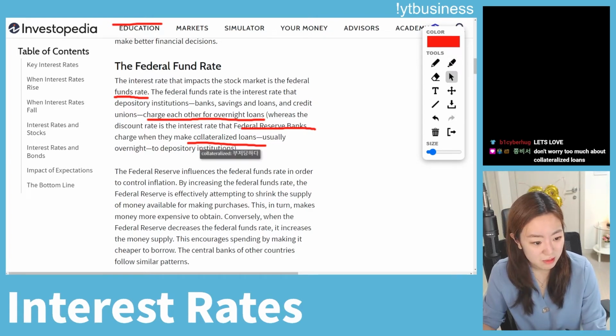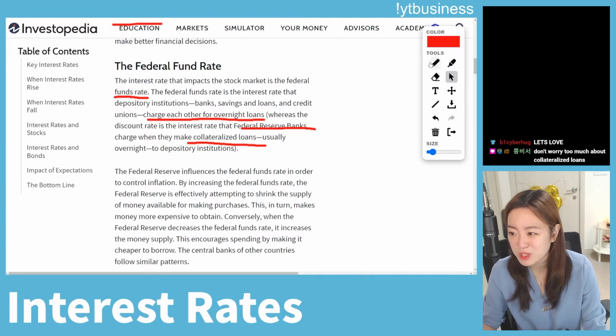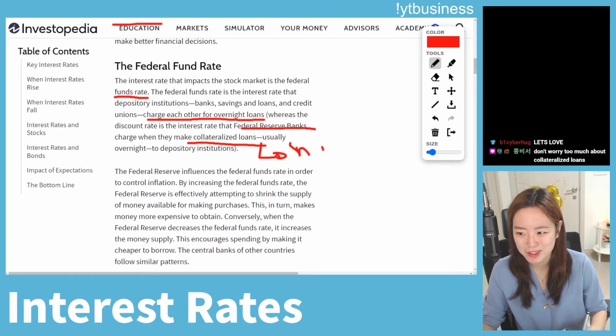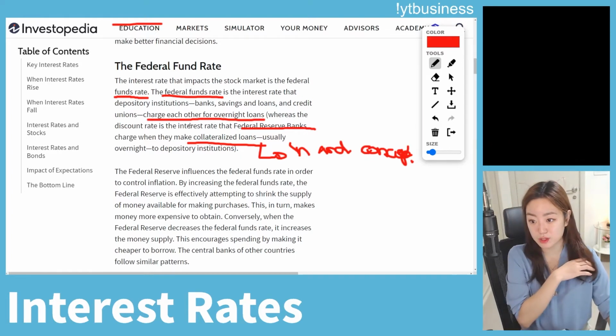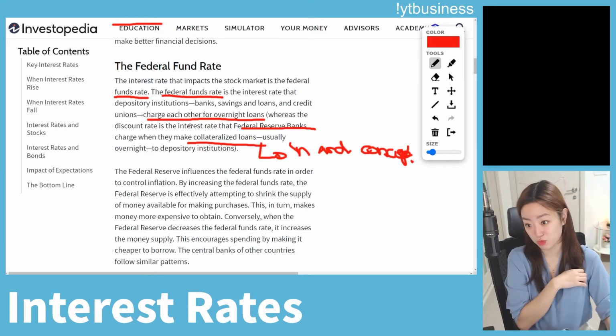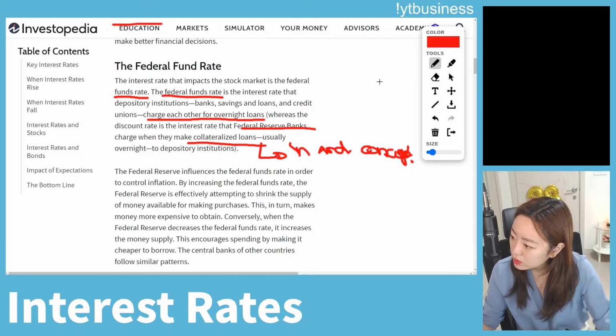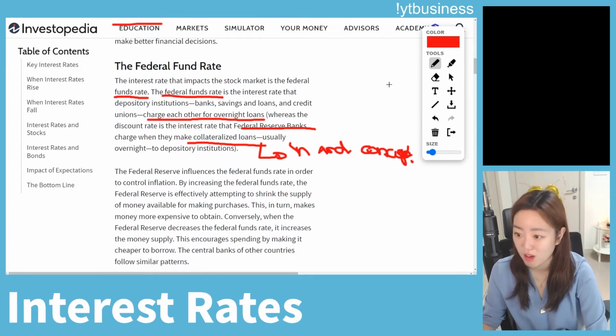Is this a hard concept? I'm just going to note this is a hard concept. But I guess for this one, we just have to know that the federal funds rate is going to be different from the discount rate. And the federal funds rate is basically depository institutions charging each other for overnight loans. A collateralized loan is just a loan where you use cash or other assets to borrow.